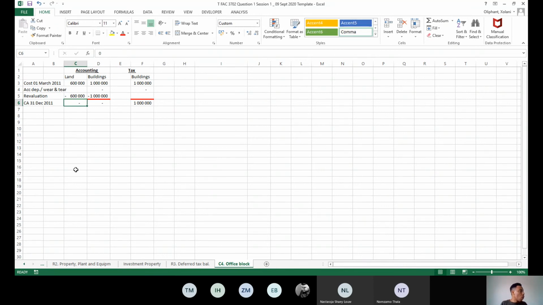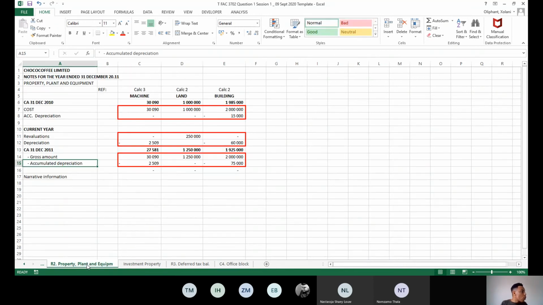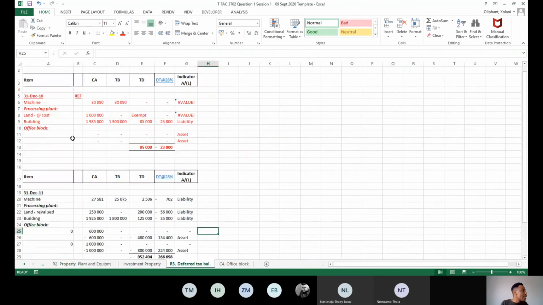Fine. Now, you are not required to disclose that in here because that was not part of the requirement. Your required number 2 only said roasting machine and processing plant. So we are done with this part. But our deferred tax did not limit us to roasting machine and processing plant. So we also need to account for the office building.